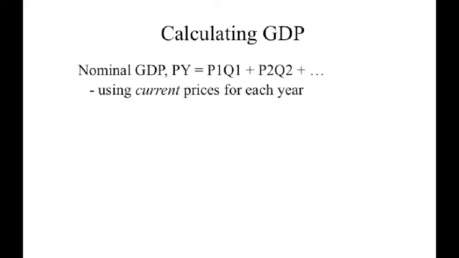And as you'll probably have guessed from the title of the video, it's confusion over nominal GDP versus real GDP. As you recall from lecture, we denote nominal GDP by PY to sort of indicate that it's a combination of prices and output. And we get it by just multiplying the price of good 1 times the quantity of good 1 plus the price of good 2 times the quantity of good 2, and so on for all the goods in the economy, using the current year prices.